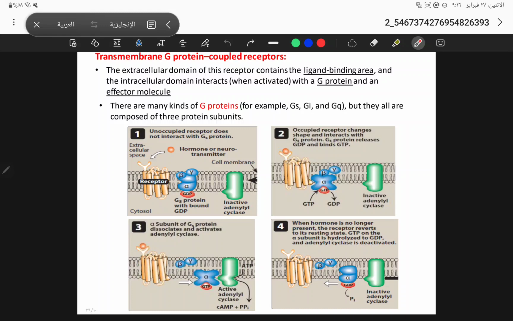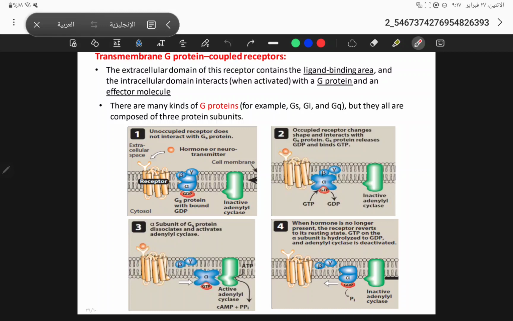Once the drug binds to the receptor, it will produce conformational changes in the receptor, making it able to bind easily with the G protein that is located close to it. So once the receptor is activated, the G protein will bind to the receptor. We have many different kinds of G proteins: G protein S, G protein I, and G protein Q.